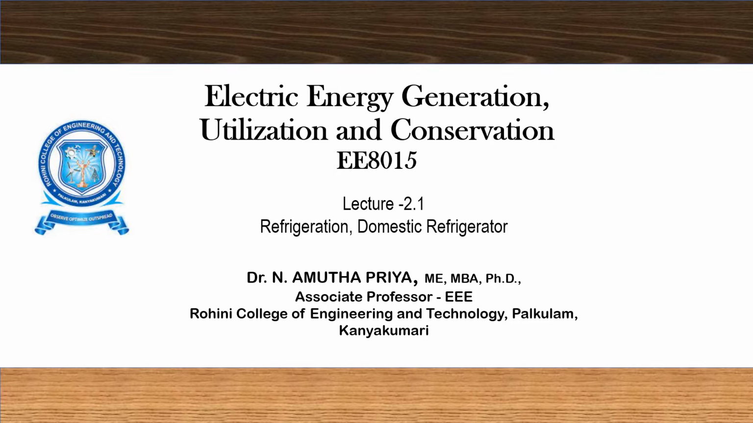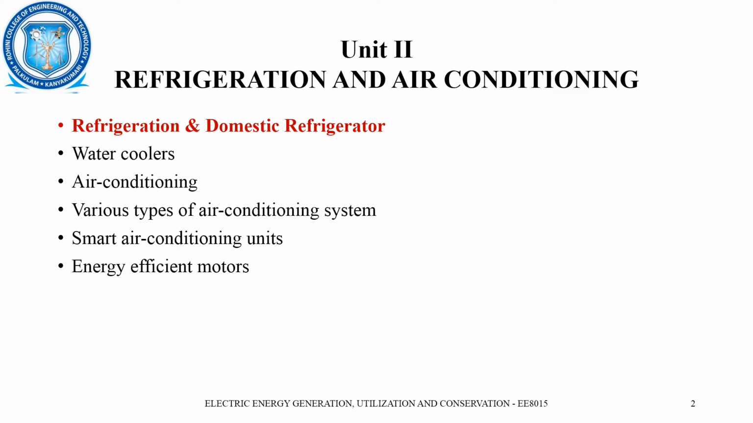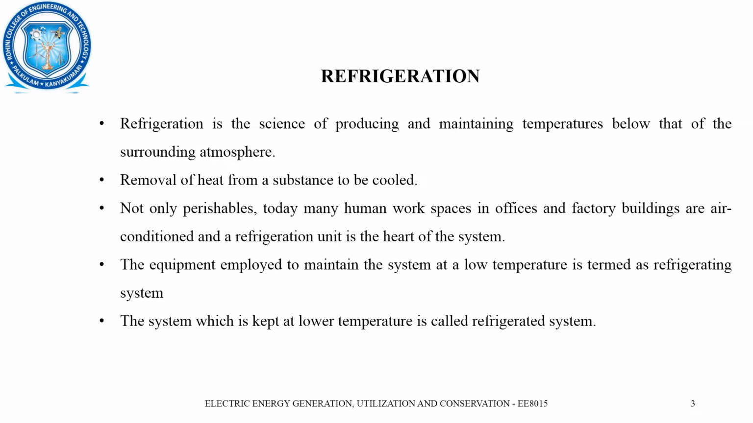and domestic refrigeration. Refrigeration is normally the removal of heat from a substance, and this substance has to be kept in a cool state. Nowadays, not only the perishables but also the working areas in offices, factory buildings, institutions, etc., are requiring the air conditioner effect, that is the refrigeration effect, and hence the equipment which is employed to maintain the system at low temperature is known as a refrigerating system, and the system which is kept at lower temperature is called a refrigerated system.